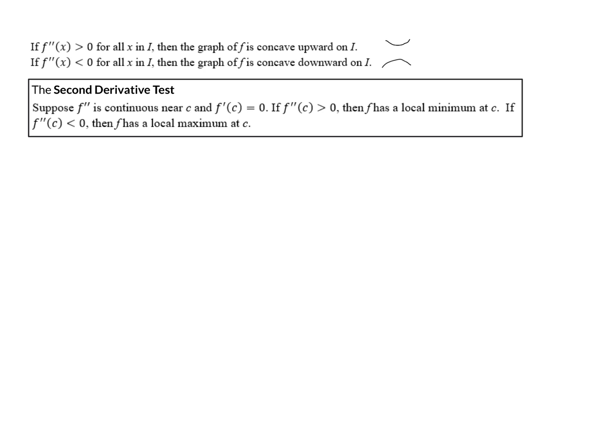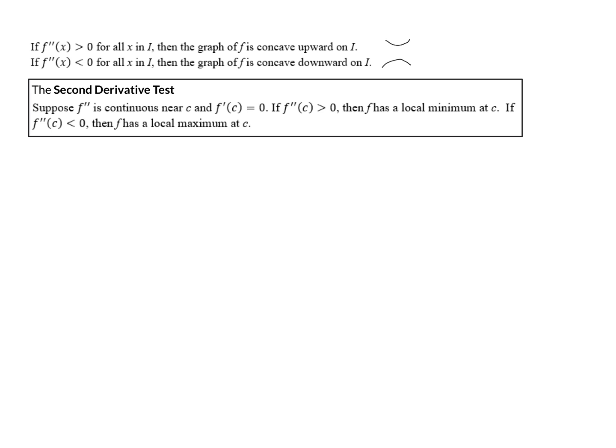So this is one way to help us identify if we have a local minimum or a local maximum at a critical number. Note that this does not tell us anything about critical numbers where the first derivative doesn't exist, because if the first derivative doesn't exist, then the second derivative is not going to exist. So this test fails there. It also doesn't tell us anything if the second derivative is equal to 0 at that point. We need either the second derivative to be positive or the second derivative to be negative for this test to tell us anything.